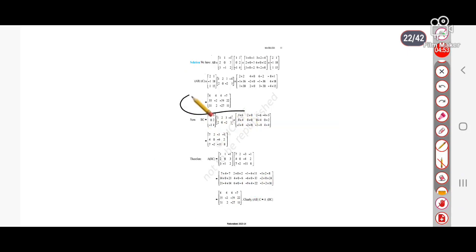Now what we need to do is find whether this answer and this answer are similar, that is, same, not similar, same, right? Yes, these both answers are the same. Hence they are saying that clearly AB into C is equal to A into BC.